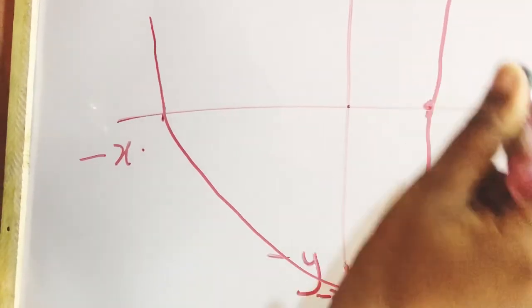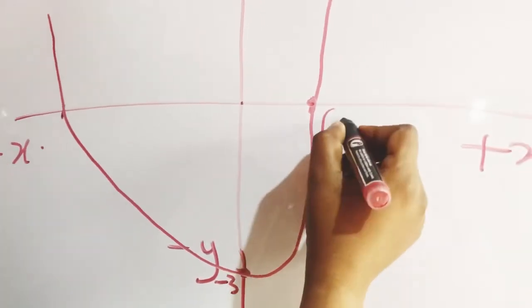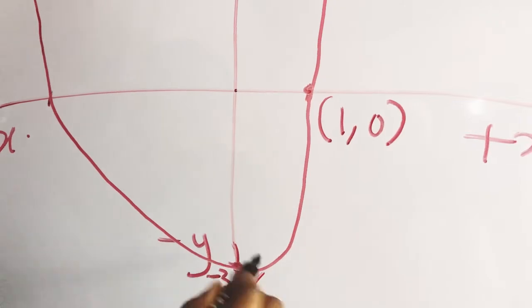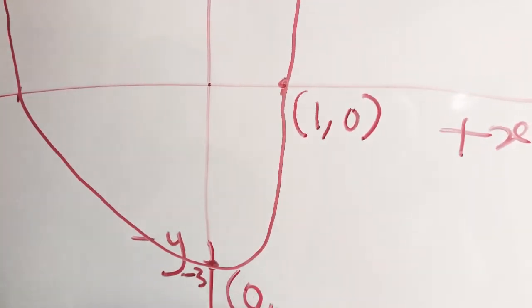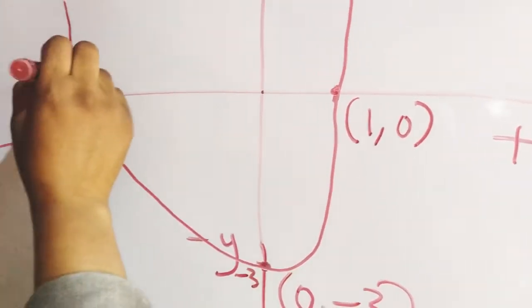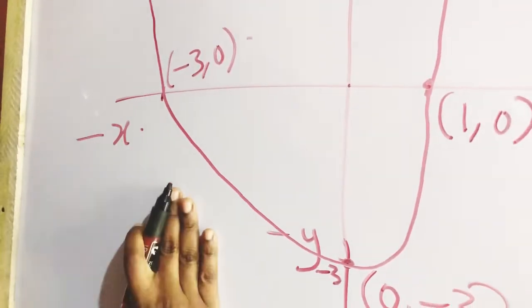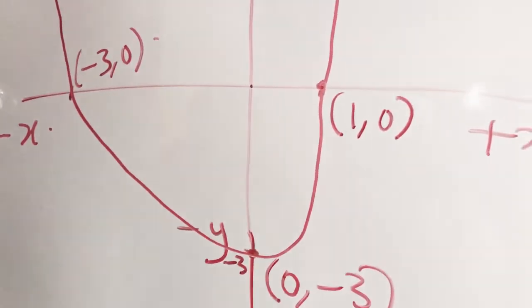So we are just sketching here. Here will be 1, 0. This is the y-intercept, 0, minus 3. And here will be minus 3, 0. So that's how to sketch.